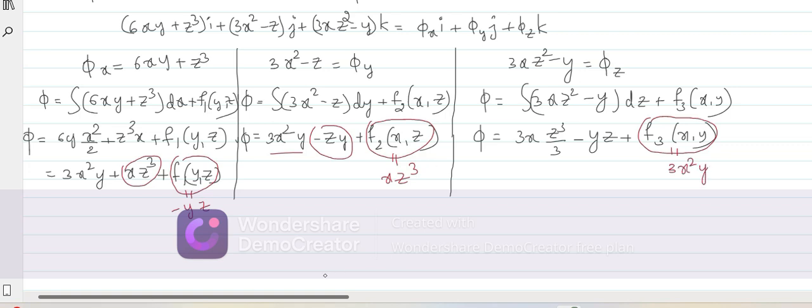So finally we can say that the required scalar potential is equal to the function of x and y, 3x²y + xz³, and f1, which is -yz. So this is the required scalar potential. Thank you.